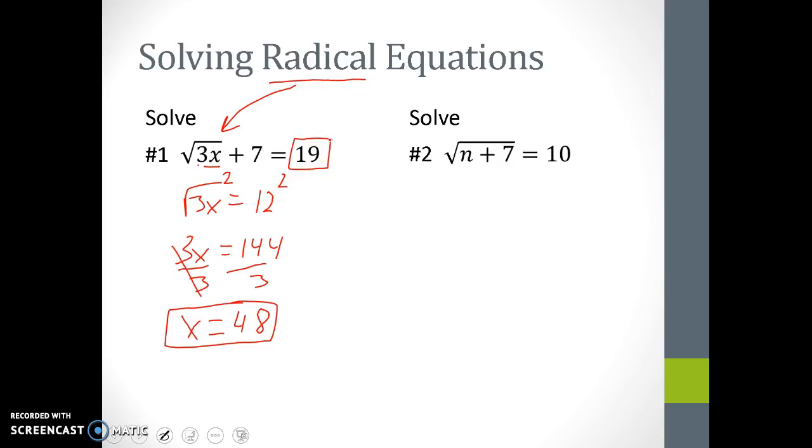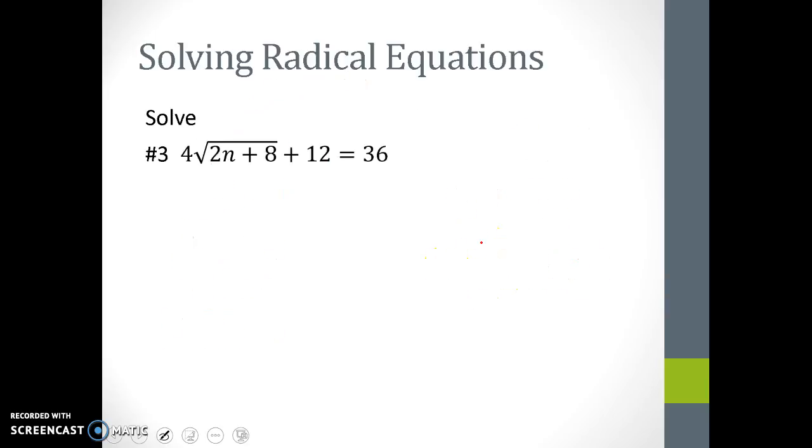Pause the video and then start the video back up and see if what you had was correct. Hopefully you were able to do that, and hopefully the first step that you did was to get rid of the radical sign first, because we can't get rid of the 7 first because the 7's inside the radical sign. So if I square both sides, then this radical sign disappears. We're going to have n plus 7 on the left-hand side equals 10 squared, which is 100 on the right-hand side. Then if we subtract 7 from both sides, we will get that n is 93.